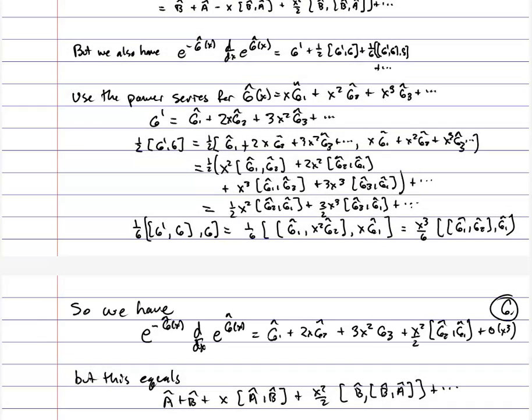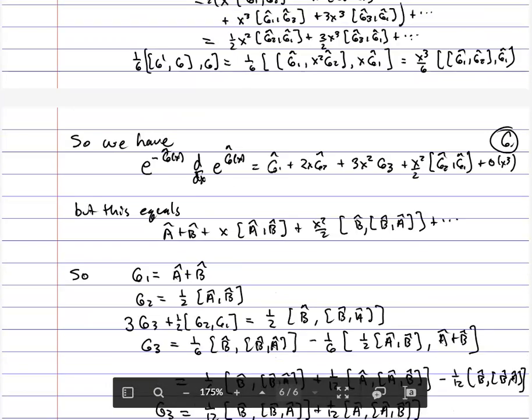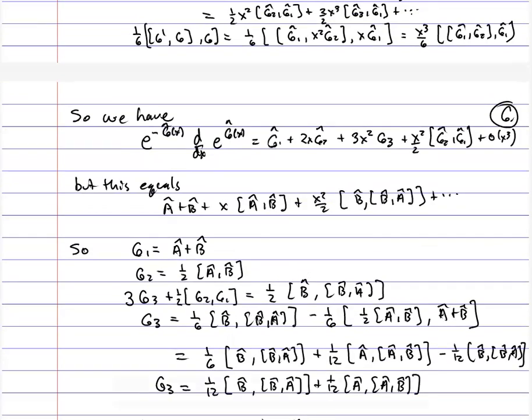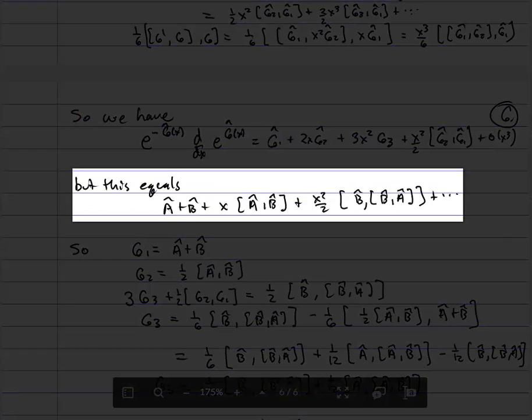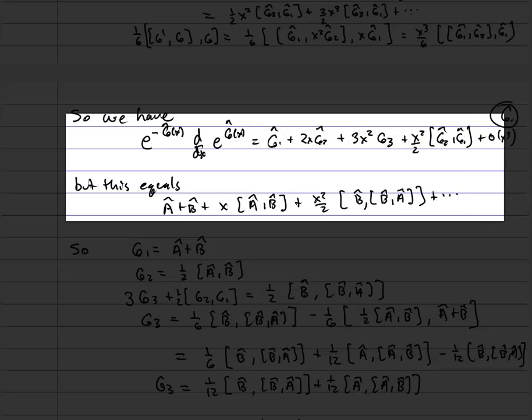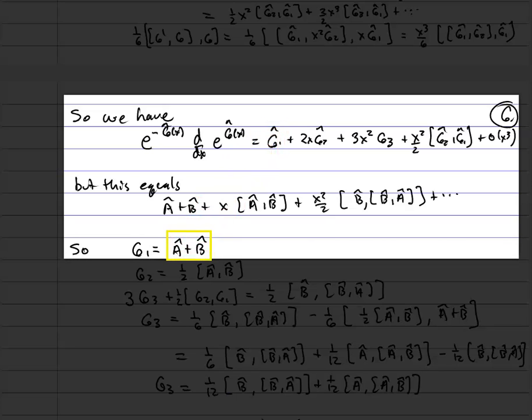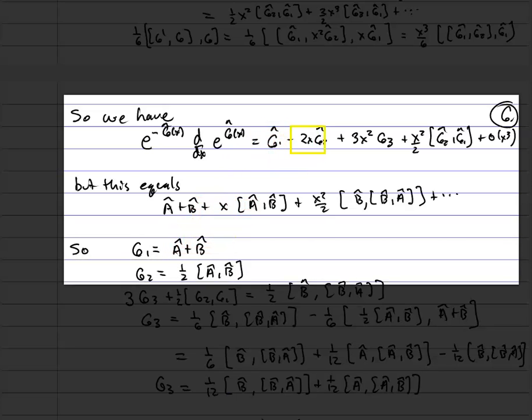Okay, but doing the work that we had on the right-hand side, which is shown for you in the middle of the page here, we have that is also equal to a plus b plus x commutator of a with b plus x squared over 2 commutator, nested commutator of b with commutator of b with a, and so forth. So now we equate terms according to powers of x. So g1 must equal a plus b. g2 must equal 1/2 commutator of a with b.